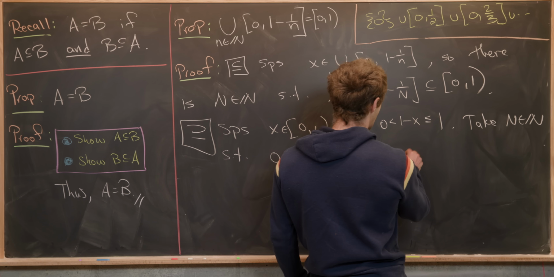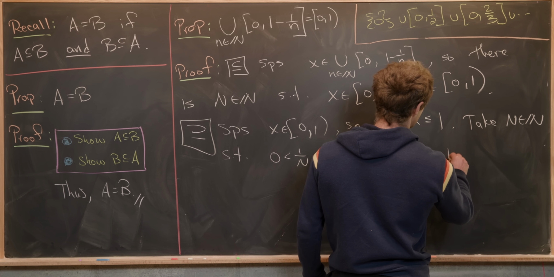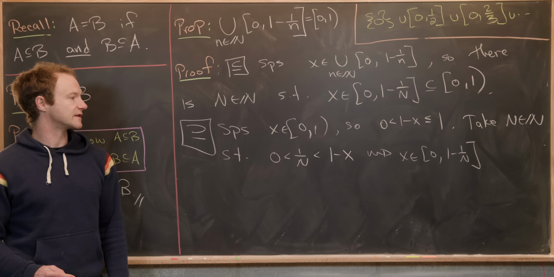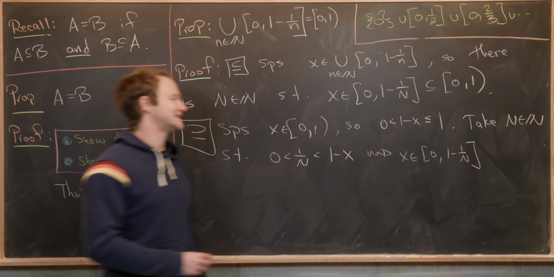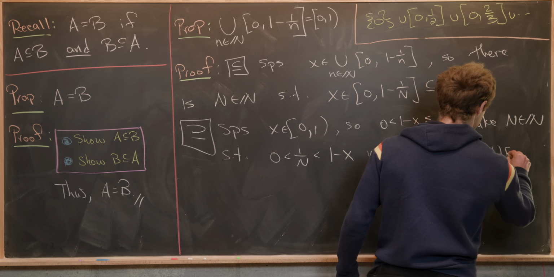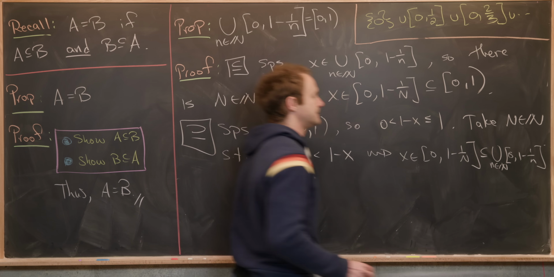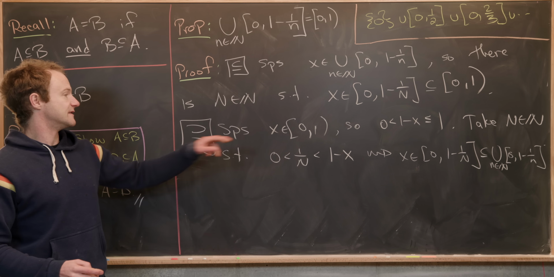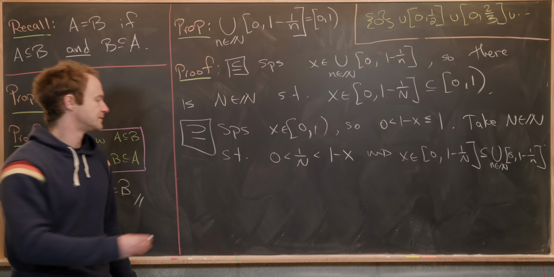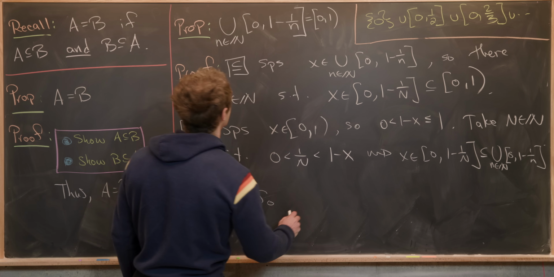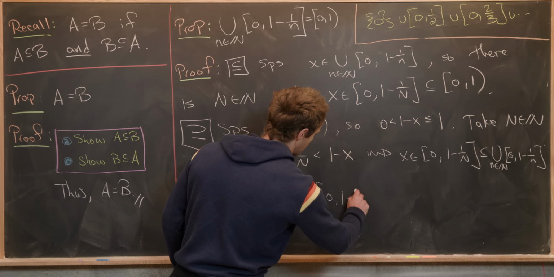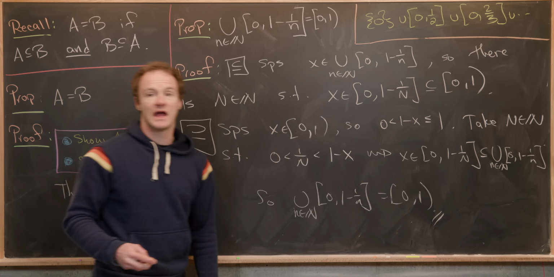So we can see now that x is in the interval [0, 1 minus 1 over n]. So that's just a reversal of this calculation. Okay, but notice that that is a subset of our union of these intervals of this shape. Good. Showing us that this half open interval is a subset of our union. So we could finish this whole thing off by saying that these two sets are equal. And that's a good place to stop.